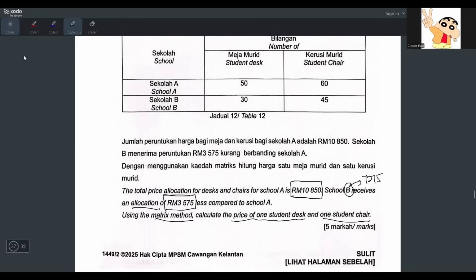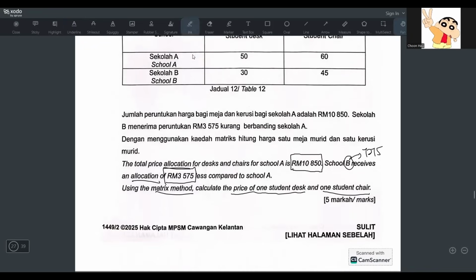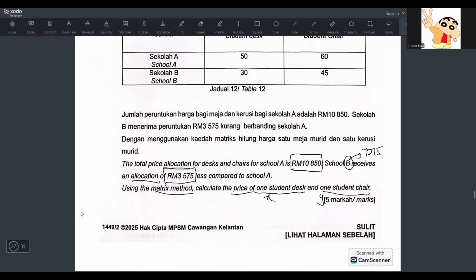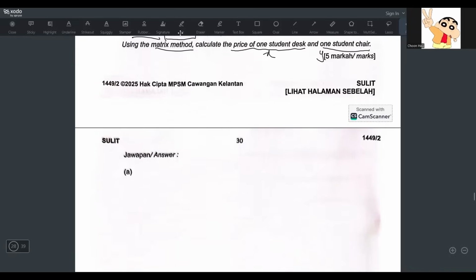So again, what's the tip? You straight away read the last line, and see what they want you to find. What they ask you to find, that is your x and y. Okay, so calculate the price of one student desk and one student chair. So that would be the x and that would be the y. Okay, but try to be specific. Yeah, try to be specific here.